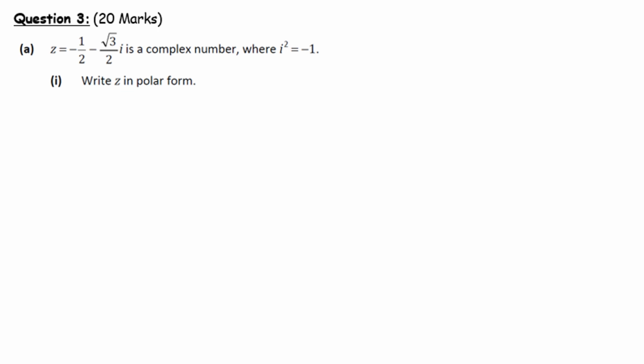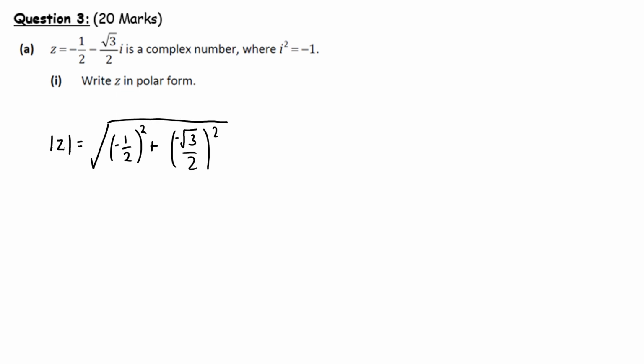So in order to write something in polar form, we first need to find the modulus, so the distance from the origin. That's given as the square root of the first real part of the complex number squared, minus root 3 over 2 squared. So it's a version of Pythagoras, and when we do that, we actually get that equal to 1.